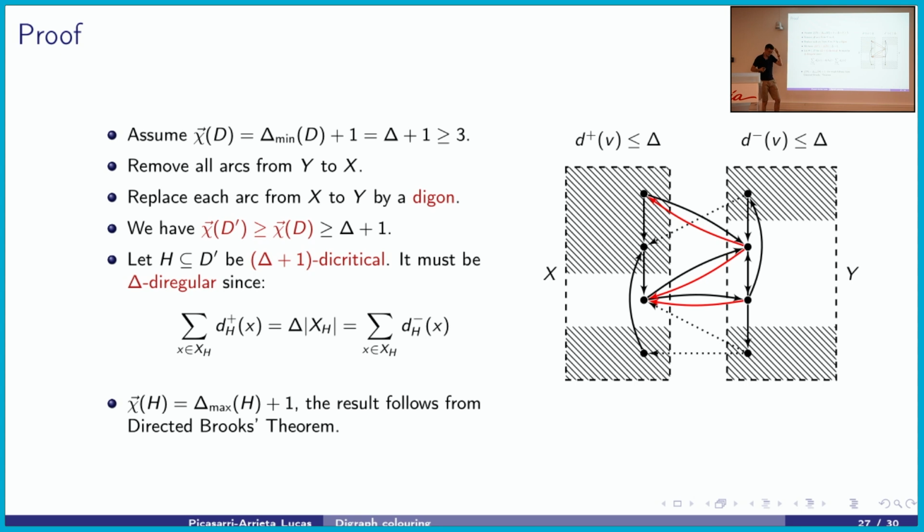And from this, we can use the directed Brooks theorem. So we have that H has dichromatic number exactly delta max of H plus 1. So either delta is 2 and H is a bidirected cycle, and one digon of H must be in YH or in XH. So this is a digon of D. Or delta is at least 3, and H is a bidirected complete graph. And we thus have a bidirected complete graph here, dominating a bidirected complete graph here. And we obtain the result.